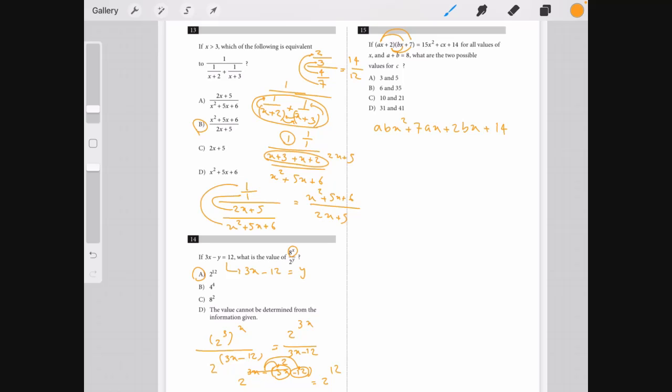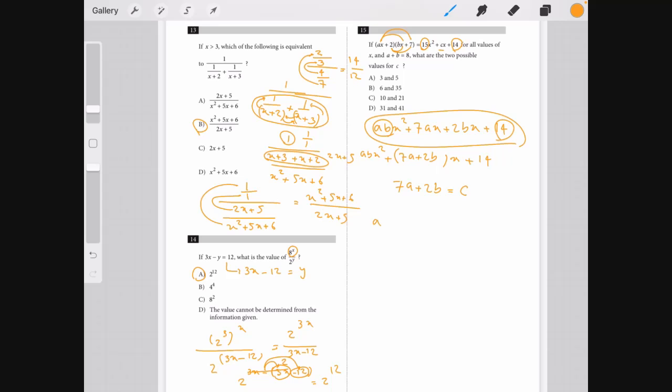Now, ab is 15, because whatever I have here should be equal to this one. You see 14 is equal to 14, so we don't care. Then we'll have x times 7a plus 2b, plus 14, plus abx squared. So 7a plus 2b should be equal to c. Now how can we find c? By finding a and b, right? Well, how can we find a and b?